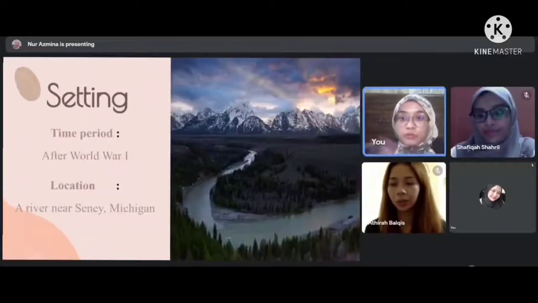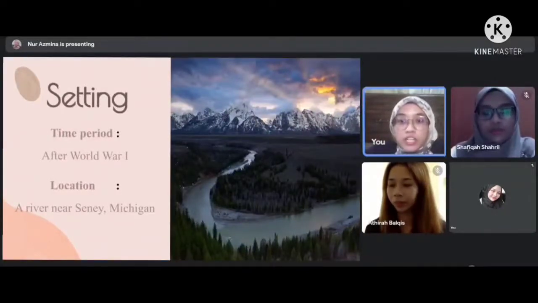So, I will be presenting about the setting. Setting is the time frame or location in which the story took place in. The time period for the story is after World War One. The location is at a river near Sydney, Michigan.